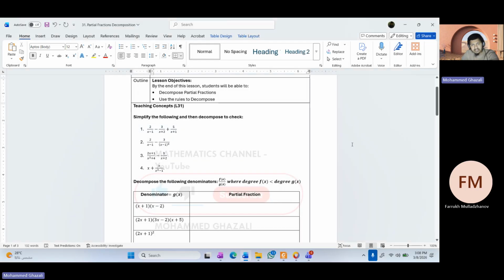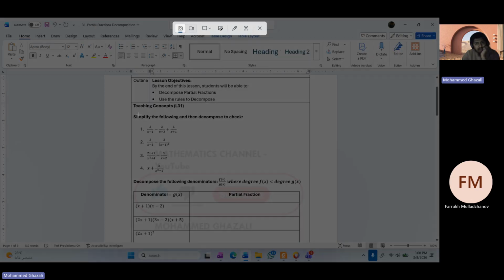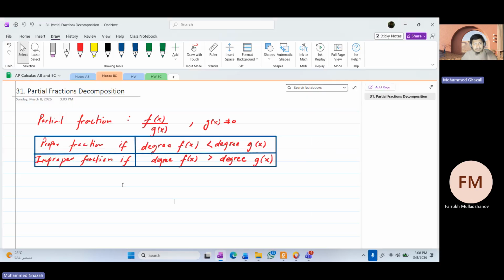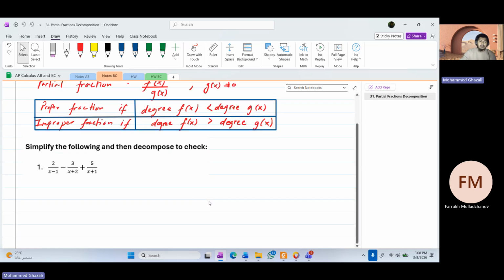So the question says, simplify the following and then decompose to check. So simplify these functions first. Get to an answer, take the answer, and come back to the problem. All right, so let's see. Now, what's important to note here is look at these denominators. These are all linear factors, all right? Now, let's simplify this fraction first.